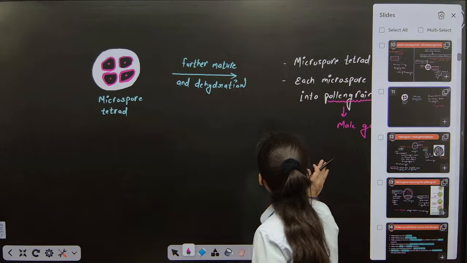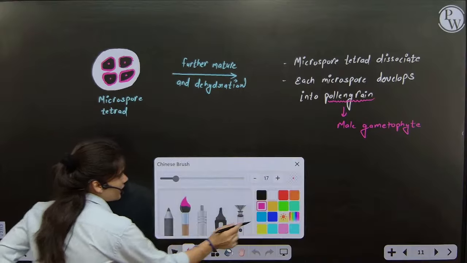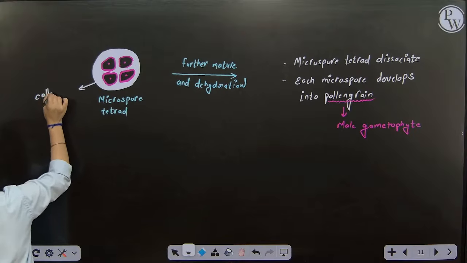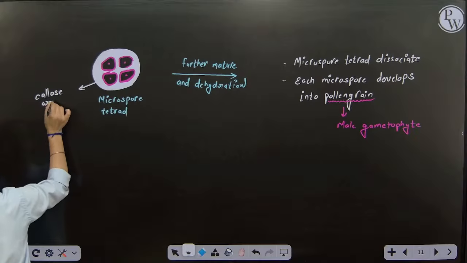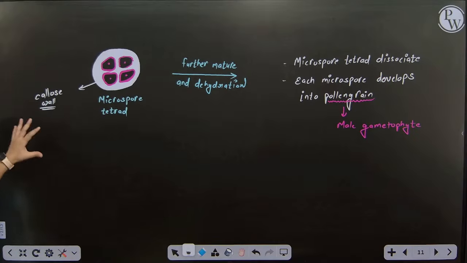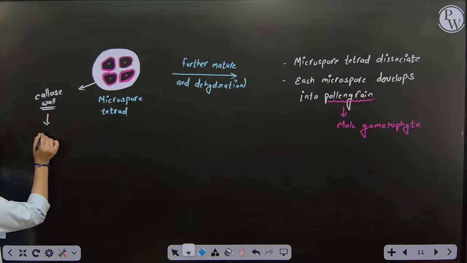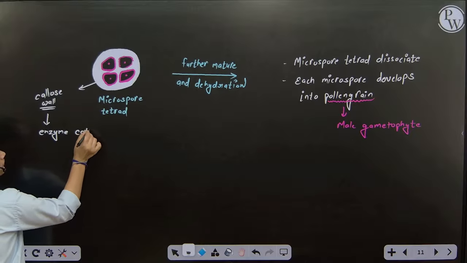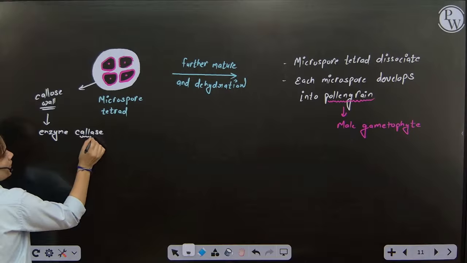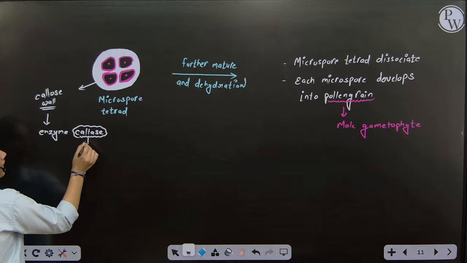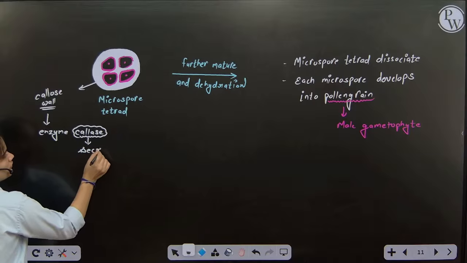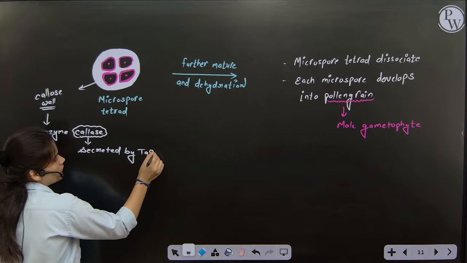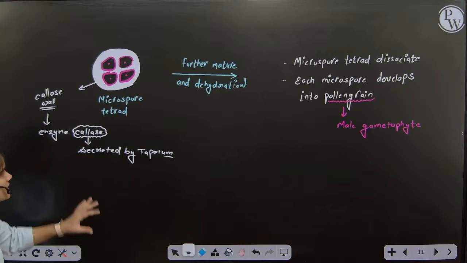Now, when further maturation occurs, what happens? That callose wall is broken down by the enzyme callase, and this enzyme callase is secreted by the tapetum. So now this concept is clear: what is the role of callase.